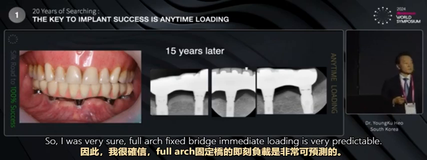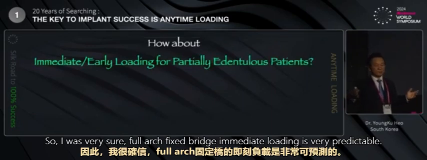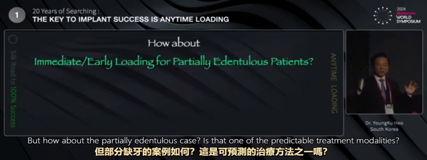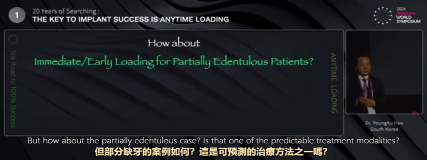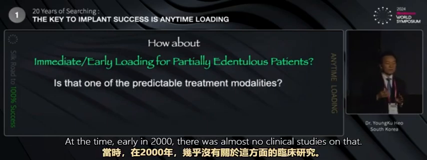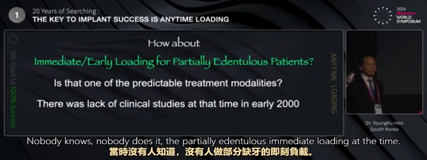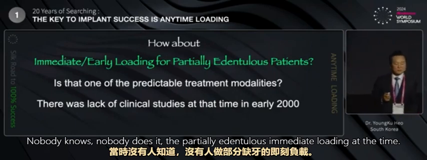So I'm sure a full arch fixed bridge with immediate loading is very predictable. But how about partially edentulous cases? Is that one of the predictable treatment modalities? At the time, in 2000, there were almost no clinical studies on that. So nobody knew, nobody did immediate loading in partially edentulous cases at the time.